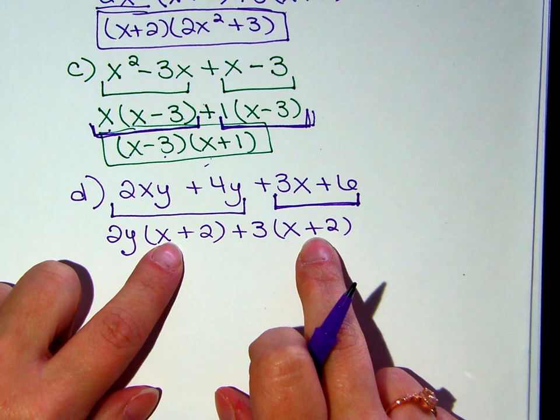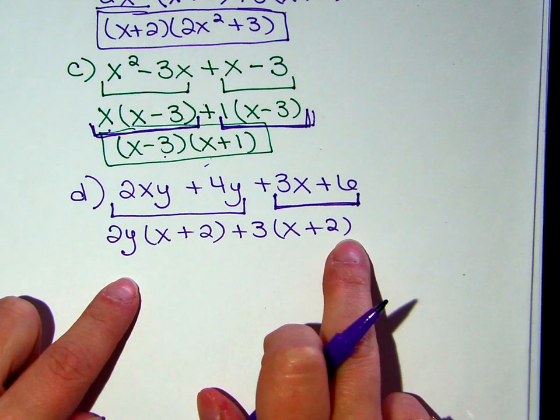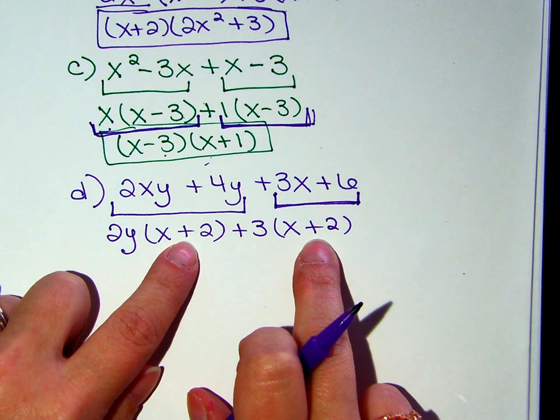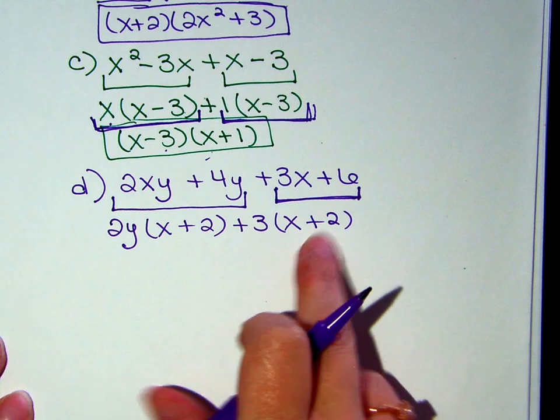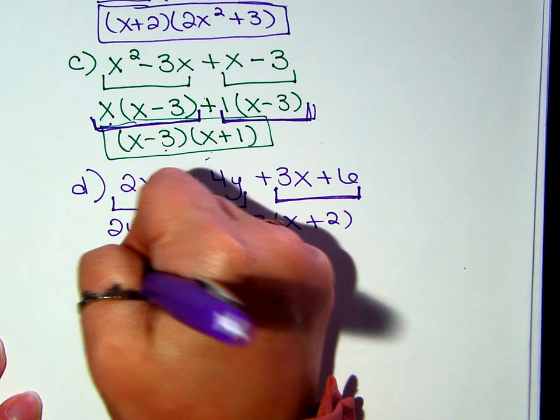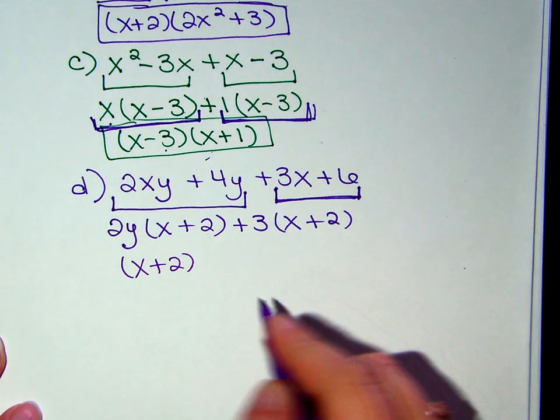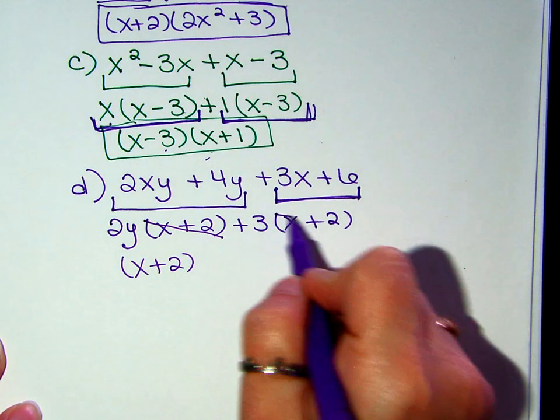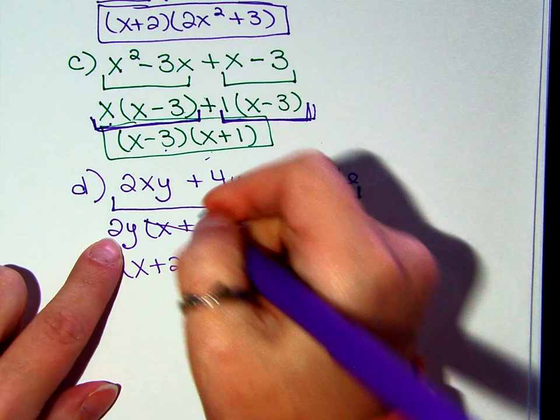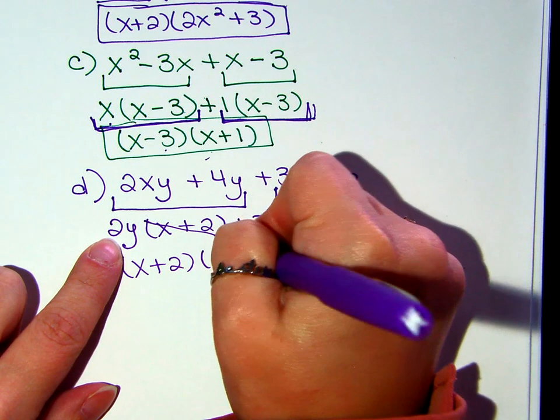Now I have my two terms, and they both have an x plus 2 parenthesis. So I'm going to pull that x plus 2 parenthesis out front. And when I do, you can even mark them out if you want. Look what's left over. We have a 2y plus 3.